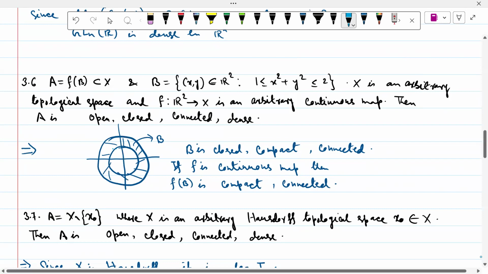So its image also will be closed, compact, connected. It is not dense. Obviously, it is not dense. There are so many points in excess. So this is only compact, connected. Compact means this is also closed, and this is not open. Because if you take simply the constant function, if you take f equal to constant, then the whole thing goes to a point, and a point is not open. So open is not, it is compact, connected, and you can say closed also.